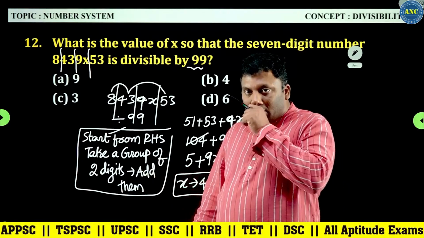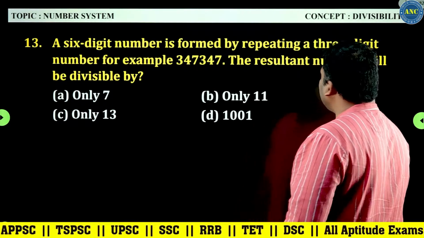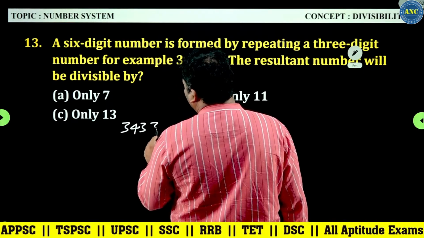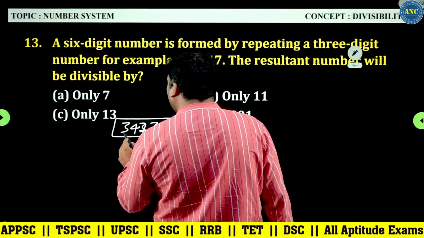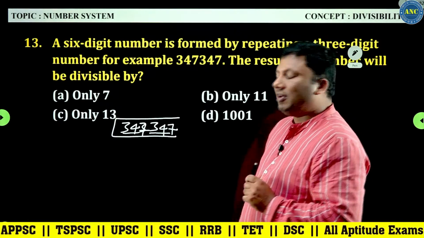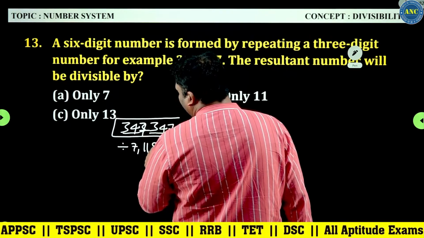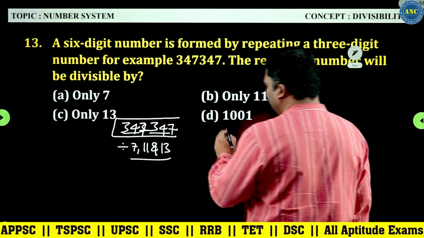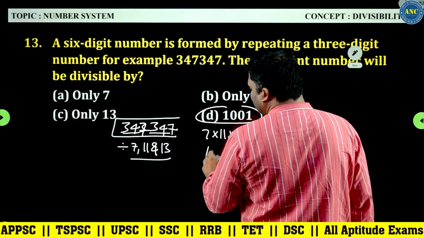A very, very important divisibility rule. A 6-digit number is formed by a 3-digit number written two times, like 347347. A 3-digit number written an even number of times is always divisible by 7, 11 and 13. So 7 into 11 into 13 is 1001.